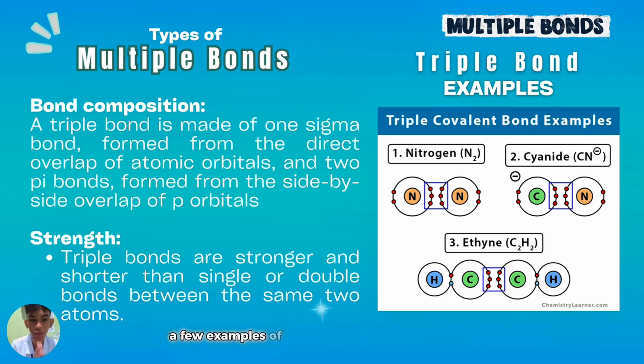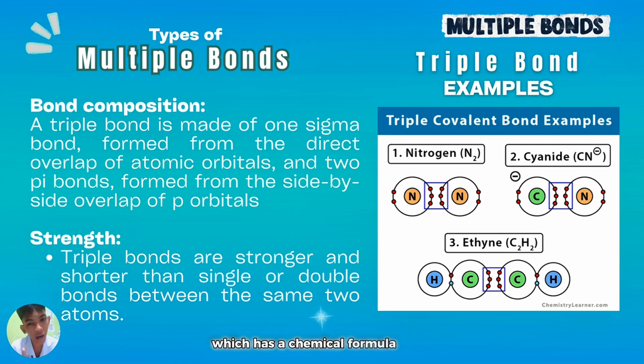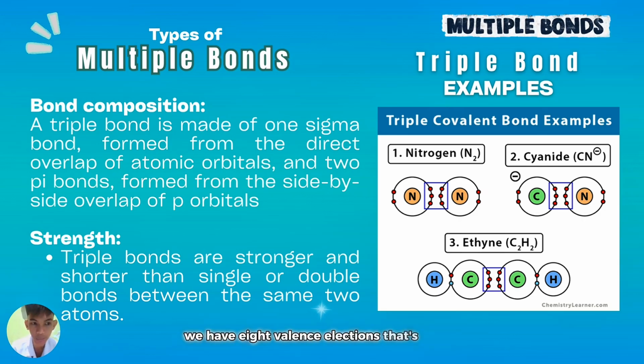A few examples of a triple bond are: first, nitrogen gas, which has a chemical formula of N2. It shows that between two nitrogen atoms, there are a total of 6 electrons being shared to achieve a stable octet. And to clarify whether it truly achieves 8 valence electrons, we simply have to count 1, 2, 3, 4, 5, including the electrons being shared, 6, 7, 8. There you have it. We have 8 valence electrons.